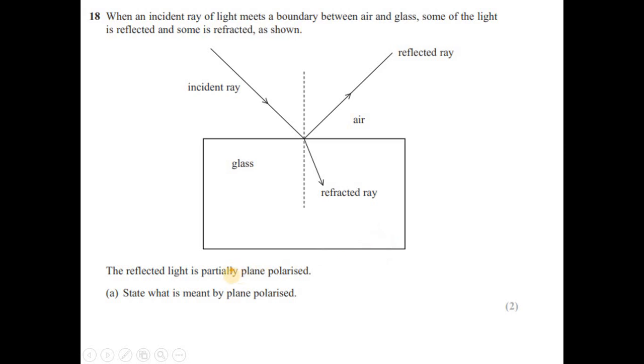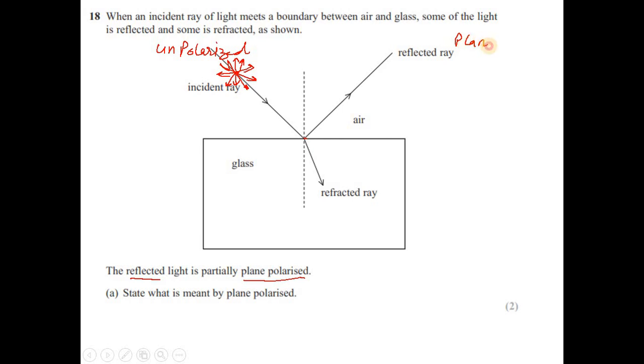So remember, what are they saying? We have the incident ray. This is unpolarized. Unpolarized means this is oscillating in many planes, horizontal and many other planes, something like this. And there are many planes that you can keep thinking. So this is unpolarized light. And when it is reflected, they are saying in the question, the reflected light is partially plane polarized. So this is plane polarized, not completely, but partially.